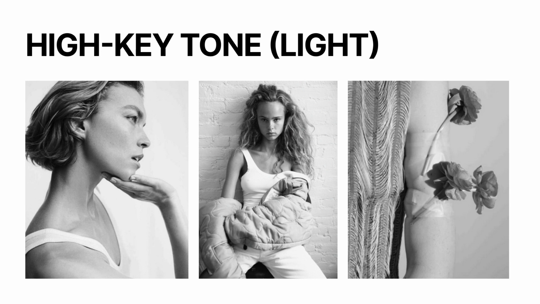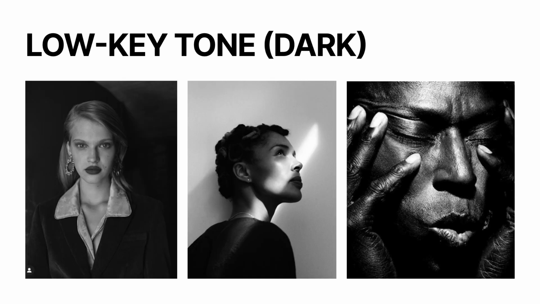For example, we cannot shoot a black cat on a black background. We can shoot something light against a light background. For example, a light-haired girl in a light background. And the second option is a dark tone. Here most of the photo is dark.